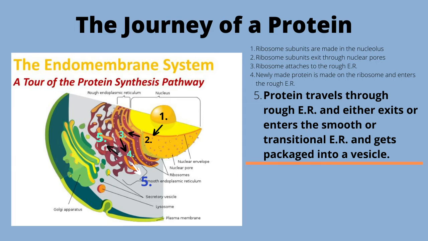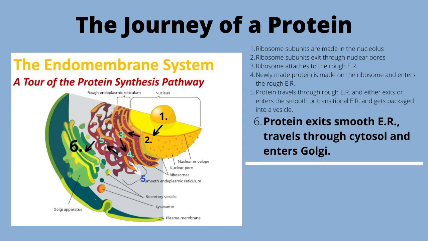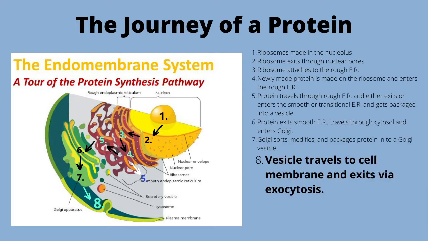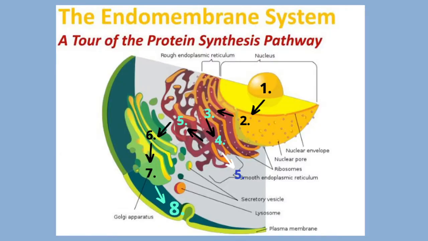Proteins exit the smooth ER and it travels through the cytosol and enters the Golgi. Golgi sorts, modifies, and packages proteins into the Golgi vesicle. And then the vesicle travels to the cell membrane and exits through the process of exocytosis. That is a lot of information. But you can look at the illustration and go through the steps. I've got them numbered.